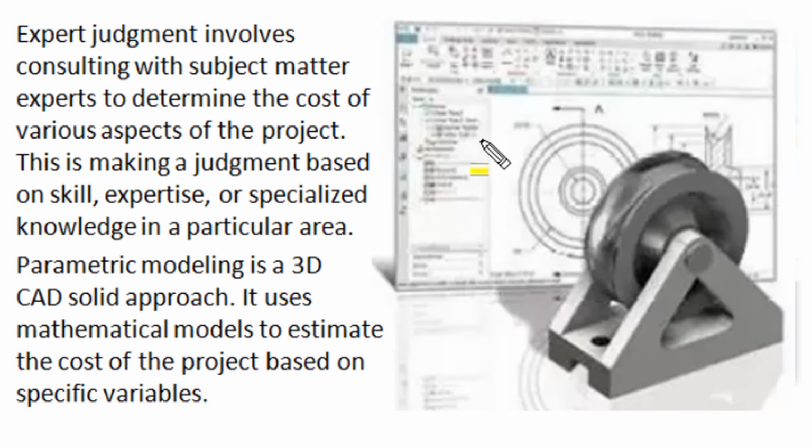Another scientific method is parametric modeling, which is a 3D computer aided design solid approach. Parametric modeling uses a mathematical model of our project to estimate the cost of the project based on specific variables involved in product design, and mathematical manipulation by parametric modeling gives us the estimated cost of the project.